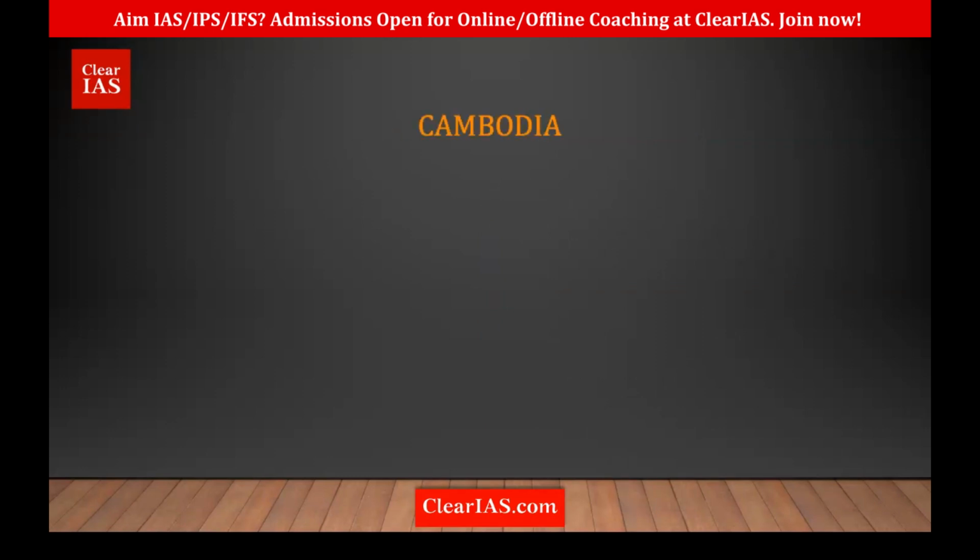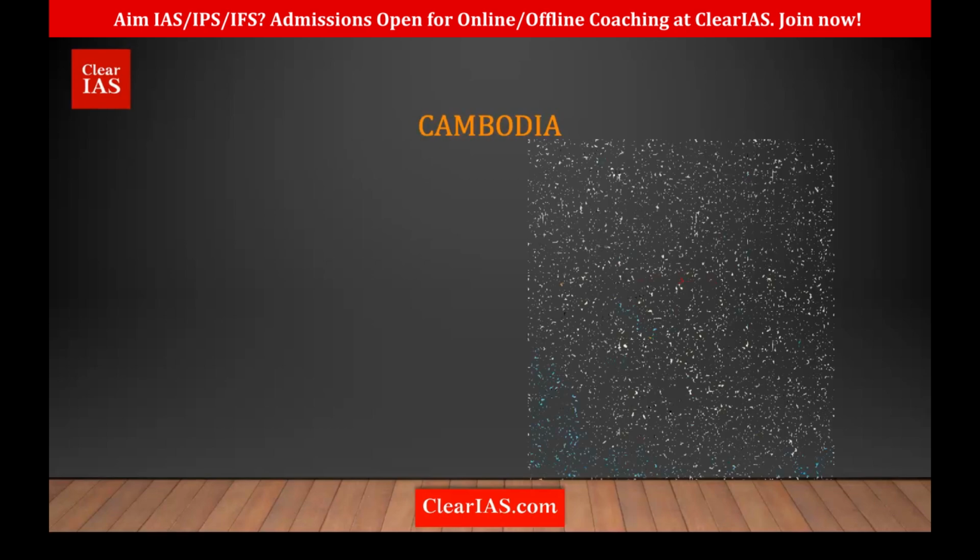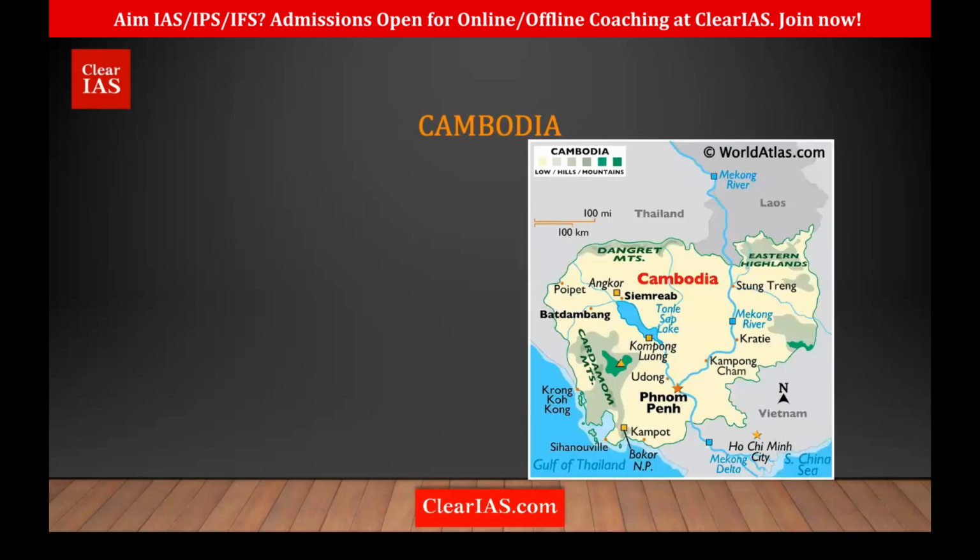Next is Cambodia. Where is Cambodia? It is in Southeast Asia. You can see the bordering states. Who borders Cambodia? There is Thailand, Laos, and Vietnam. So this is called CMLV. Myanmar is on the other side.